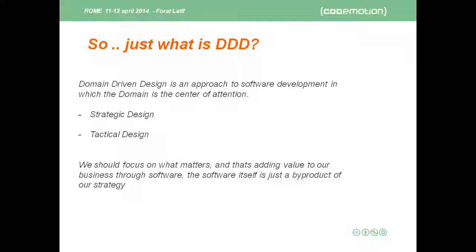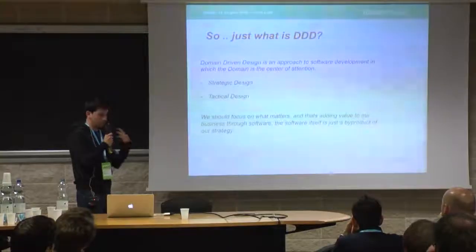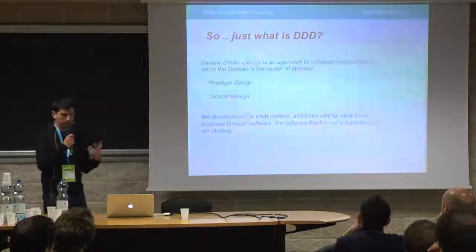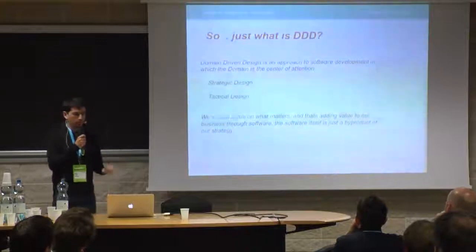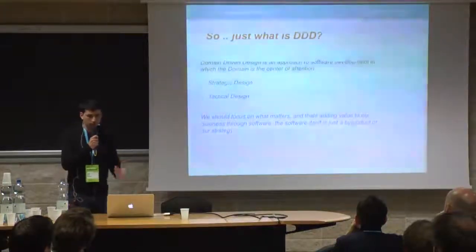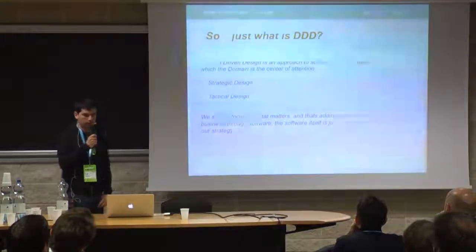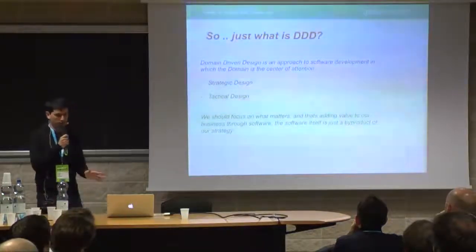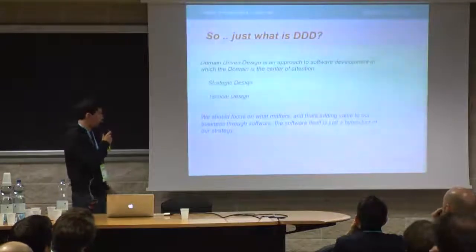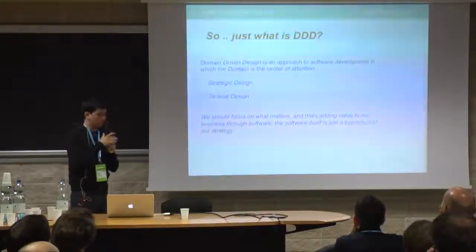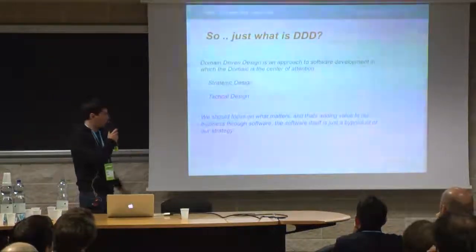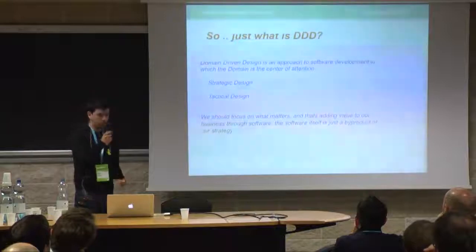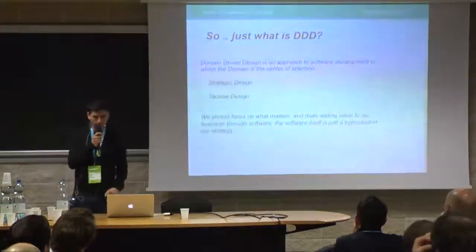DDD is just an approach to developing software that places the domain at its center of attention. I mean, we shouldn't talk about databases or data models like in entity relationship models. We should talk about business concepts, business goals, and those things should drive our changes to our system. We should focus on what matters, in fact, because our business doesn't care which database we use, which technologies we use. It only cares about adding value to their business process.